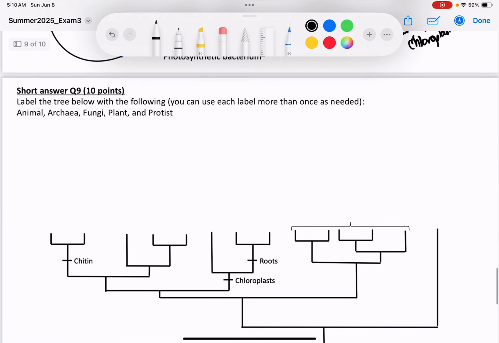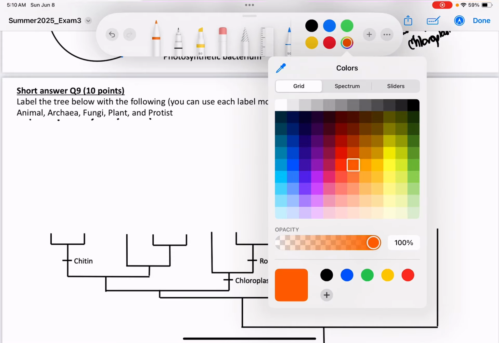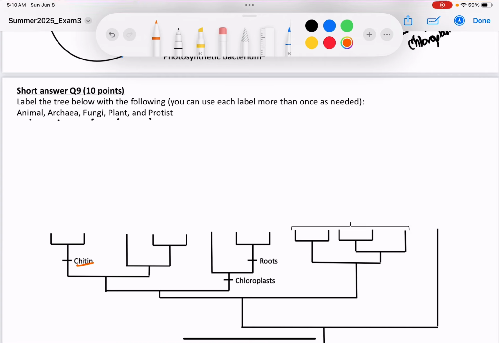Okay, so next is to label the tree below with the following, and you can use each one more than once. So I need to first figure out what I have. I've got animal, archaea, fungi, plant, and protist. And I can start looking for synapomorphies on my tree of things that I know. So I see that the chitin is there first, so I know that this must be fungi. I know that the animals are really closely related to the fungi, so they must be over here. This right here, I was kind of hoping you guys would put a protist, but if you had all of this as animal, I was also okay with that.